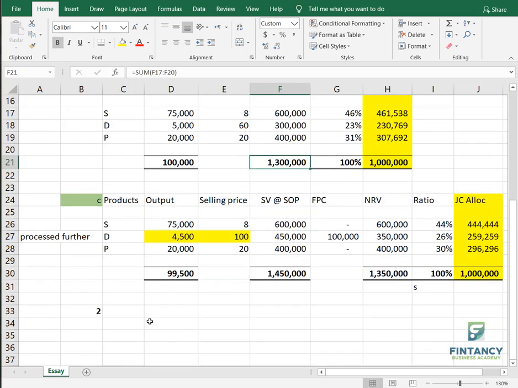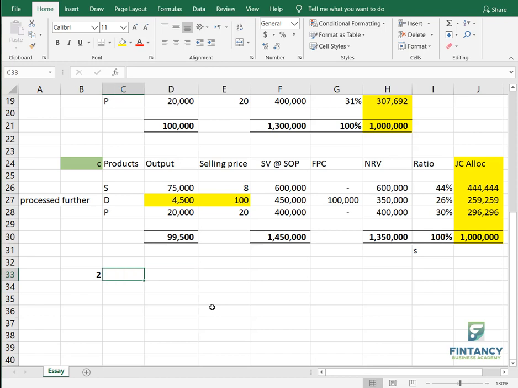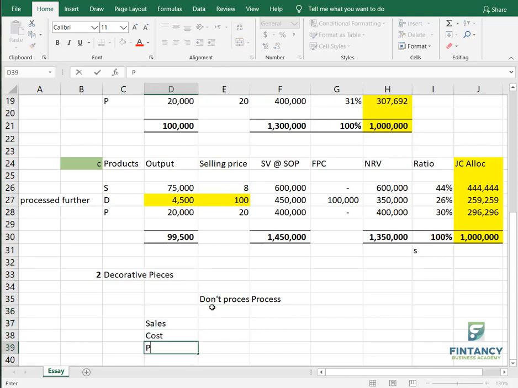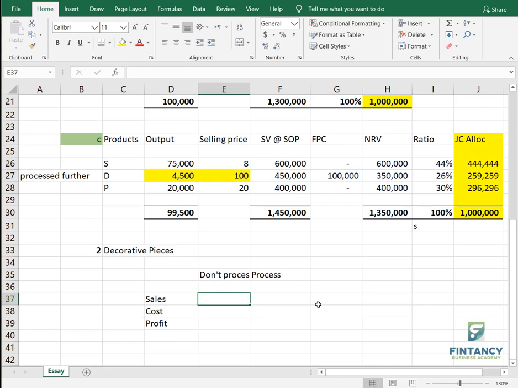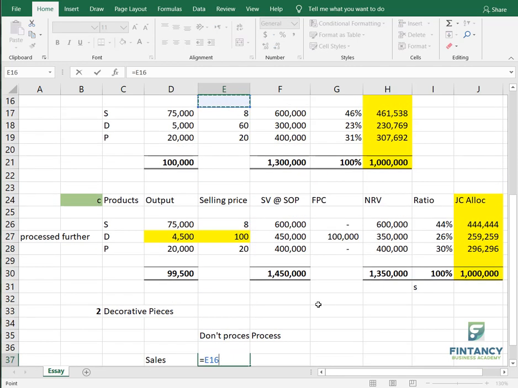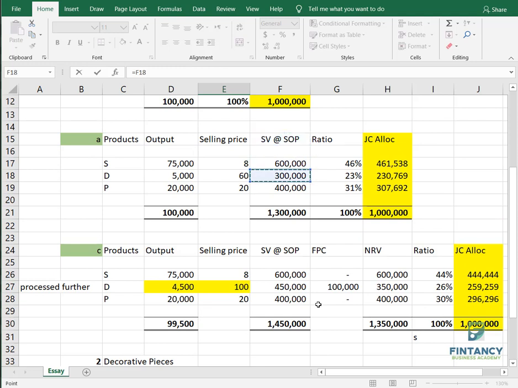So you can make this analysis here, that for the decorative pieces, if I don't process and if you process, how much is your sales, how much is your cost and how much is your profit? Okay. So if I don't process, how much sales will I make? This much, right or not? I will sell 5,000 decorative pieces at 60.